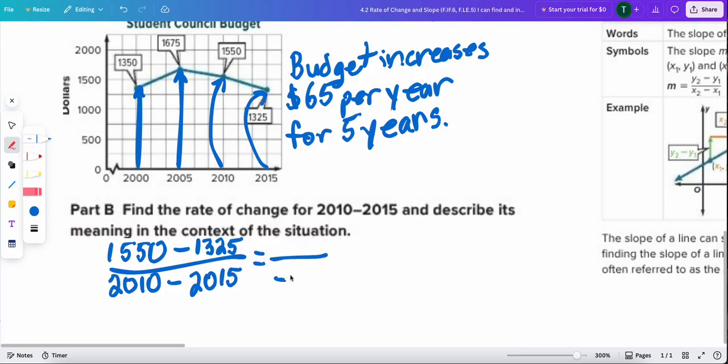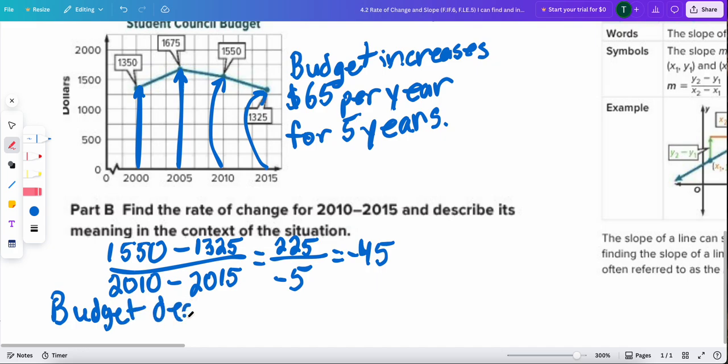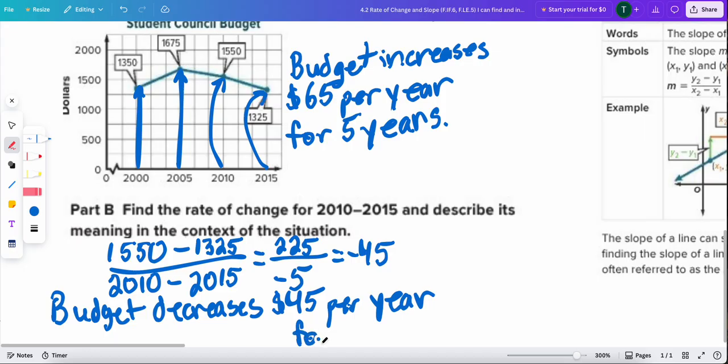So when we subtract this, we're going to get a negative 5 on the bottom, because 2015 is bigger, and on top, we're going to get 225. So when we divide this, we get a negative 45. So since this is negative and this is about budget, this is representing a decrease. So when I go to write this out, I would say the budget decreases $45 per year, and that would be for those 5 years.